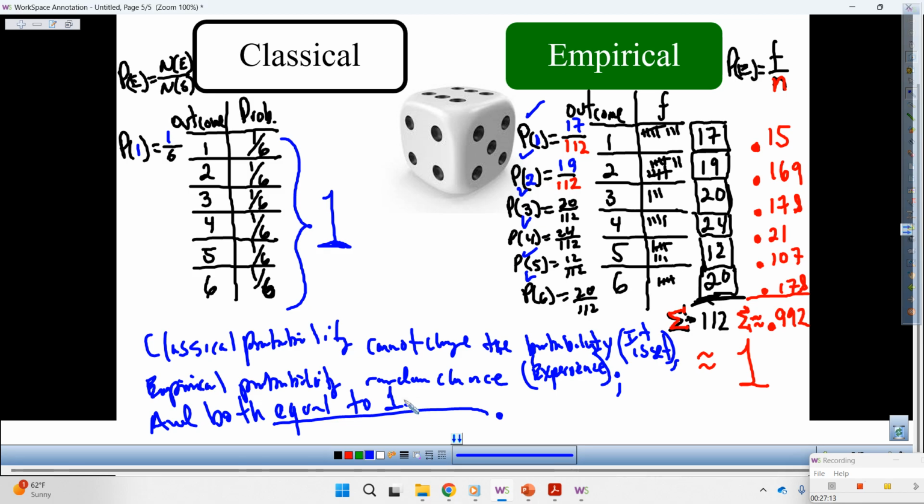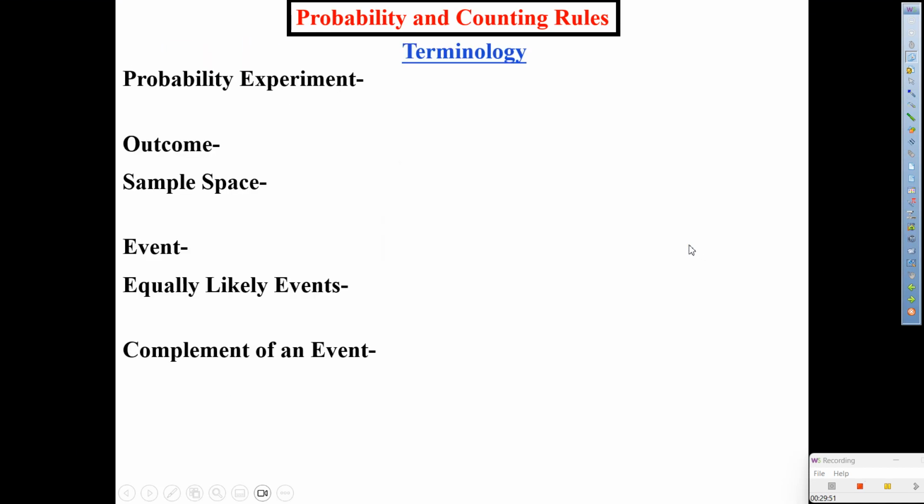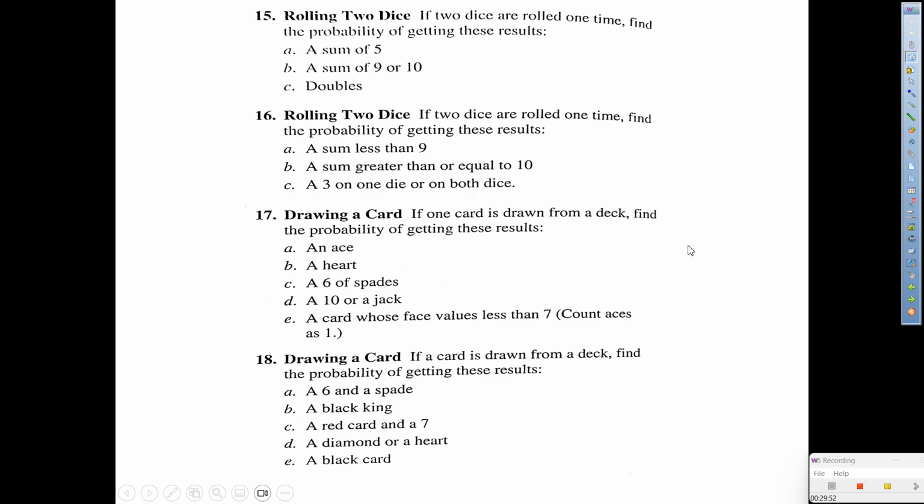Bring me back my guide, please. We're going to stop right there. Once again, do your homework overnight. You will need to make a table for your homework, and the homework looks something like this. You need a table for 15 and 16, 17 and 18, and is answering questions from a deck of cards. All right? I'll stop right there. Enter your homework. See you guys tomorrow. Bye.